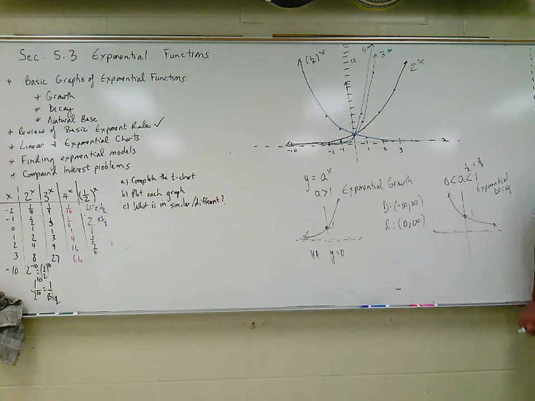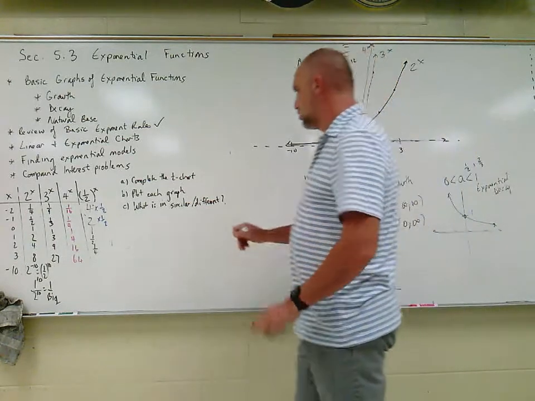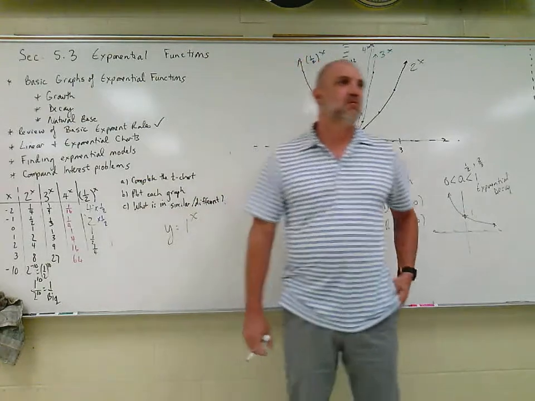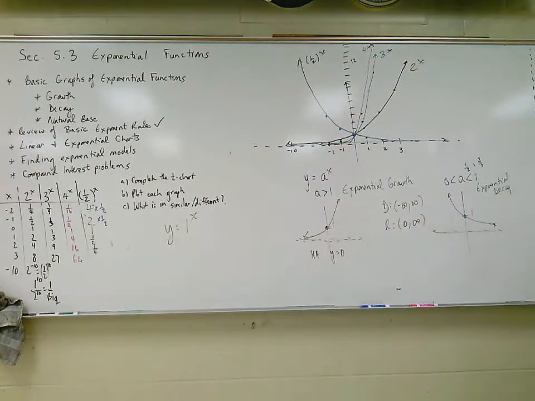All right, so let's see. A couple of things. Why can't we do 1 to the x? Why is 1 to the x, or can we do 1 to the x for exponential?